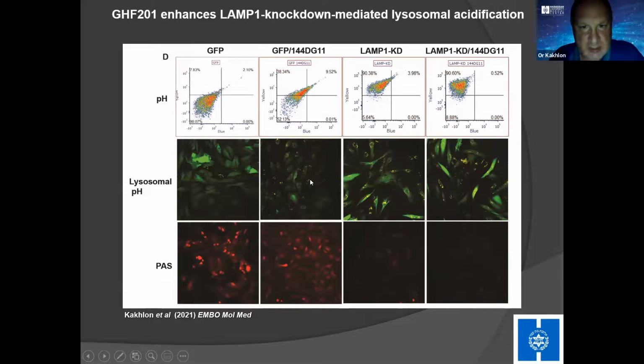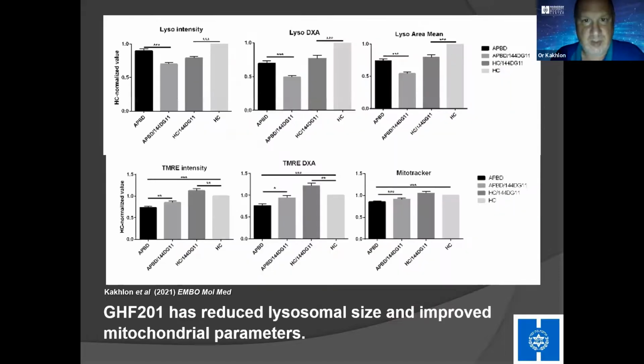Okay, you can see that this is lysosomal associated with these confocal pictures. And so GHF201 has this effect. When you knock down LAMP1, you get a huge increase in the acidification, which can be even further increased by adding GHF201 on top of LAMP1 knockdown. Okay, so LAMP1 knockdown and its inhibition by GHF201 both act in the same direction. They both increase lysosomal function, and in line with that, also decrease the pH.